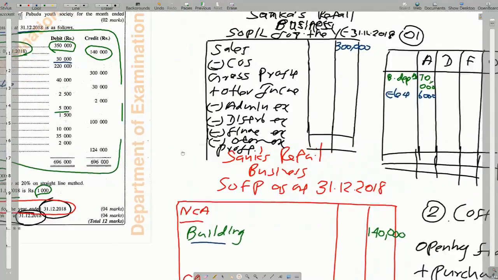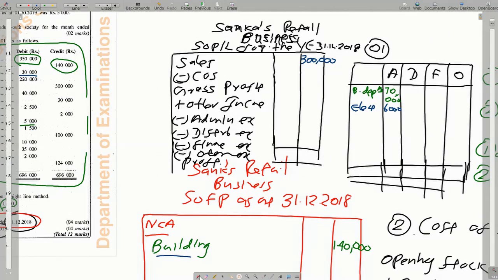So we have prepared this table. So 2,500, it is discount allowed.